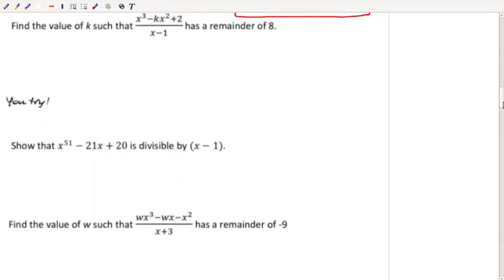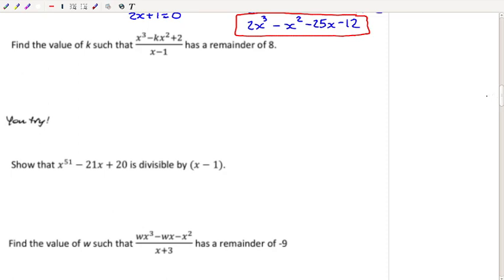Alright, one more example before it's your turn. It says, find the value of k such that x cubed minus kx squared plus 2 divided by x minus 1 has a remainder of 8. Now, if you had to actually do this by long division, this would be a really complicated question. But because we know that if I have a remainder of 8, that means if I plug in the value that makes this 0, which would be 1, if I plug in 1 into this top part, it should equal 8. In other words, if this is f of x on top, then f of 1 equals 8.